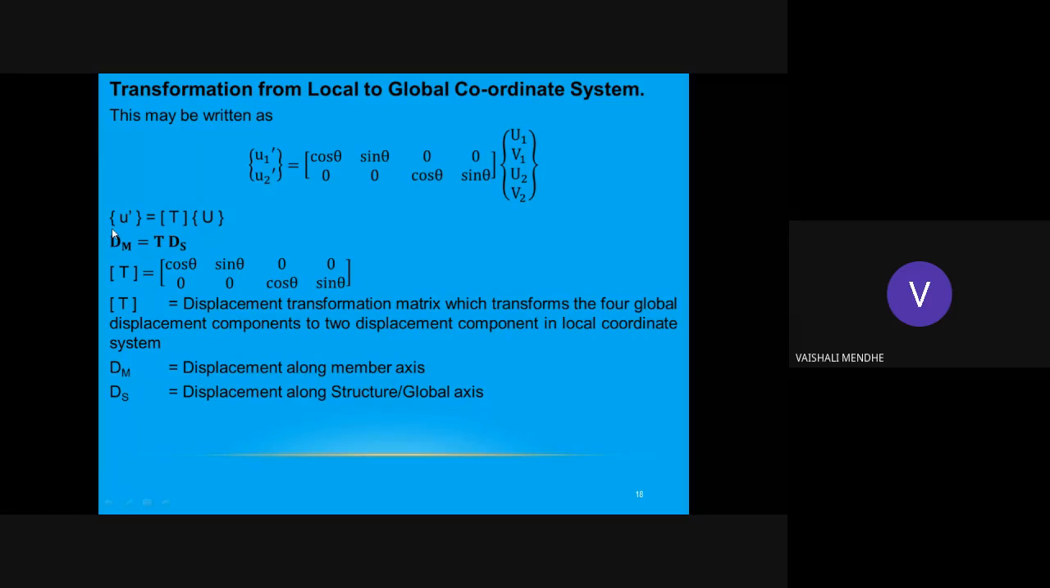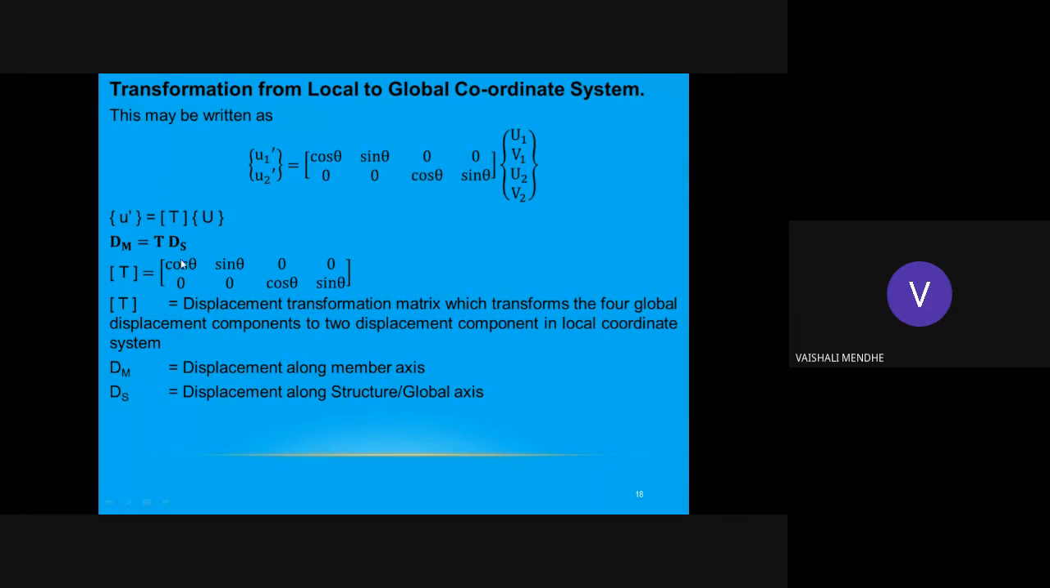So the meaning of this dm is nothing but displacement along member axis, which is nothing but u dash, is equal to T into ds, which means displacement along structure axis. S means structure, M means member or local. So this is dm is equal to T into ds. This relation you have to keep in mind: dm is equal to T into ds. U is denoted by ds.